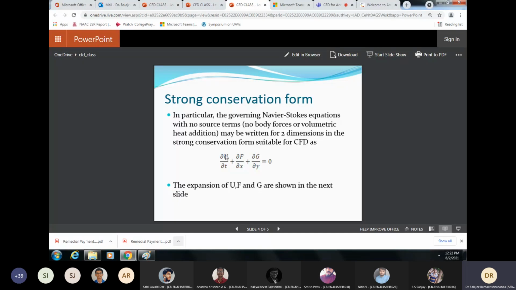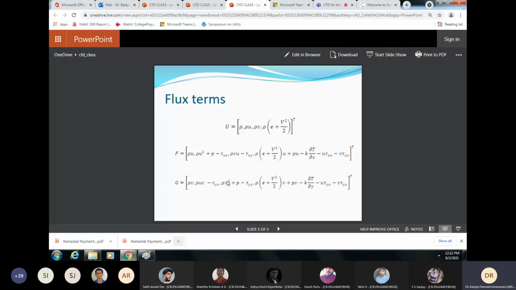This is an abbreviation. Don't take it as an expansion, it's here. U, the independent variables, is rho, rho U, rho V, rho into E plus V squared by 2, the whole transpose, which means if I write a column vector, I have to spend an entire page for this, and for the next one I have to go to the next page. So to put everything, I just put it as a row vector and put a transpose here.